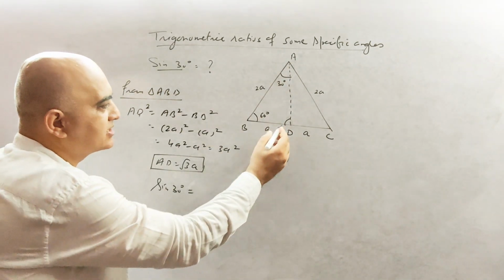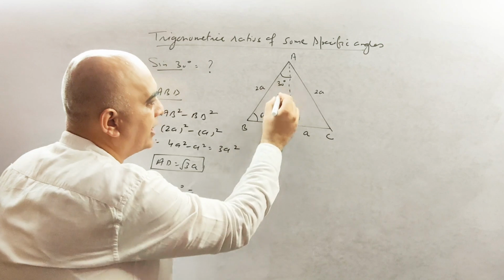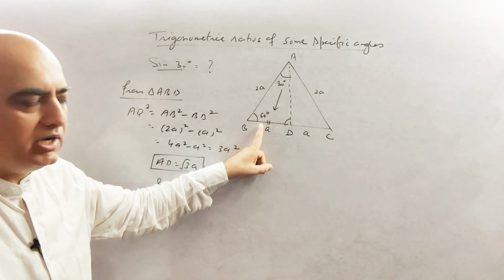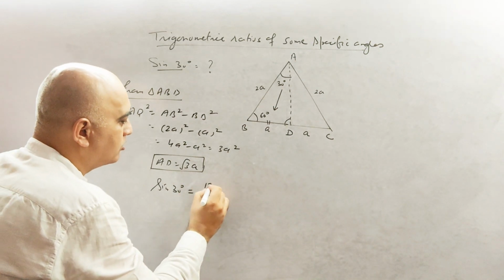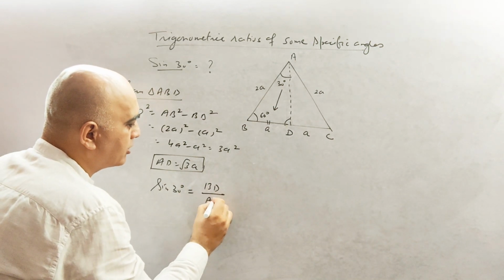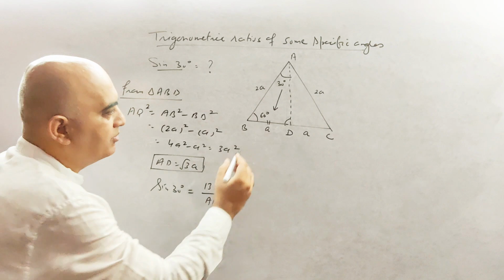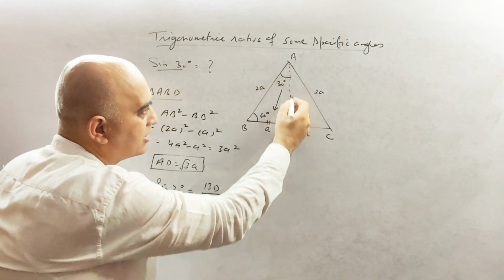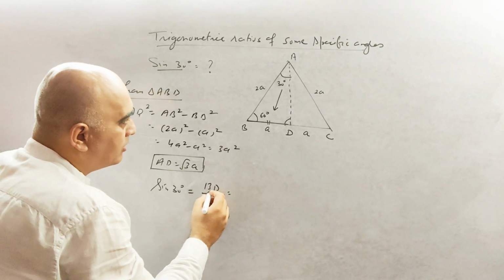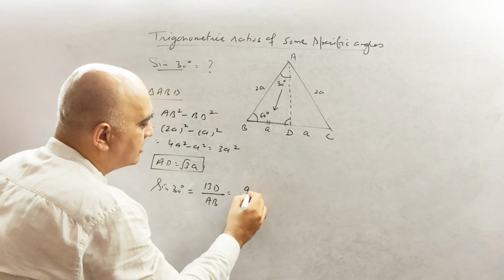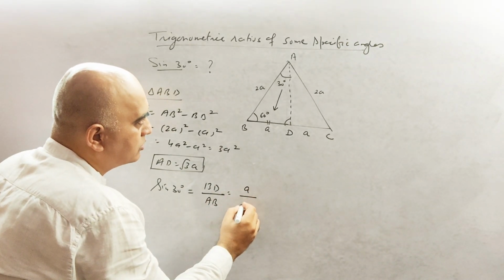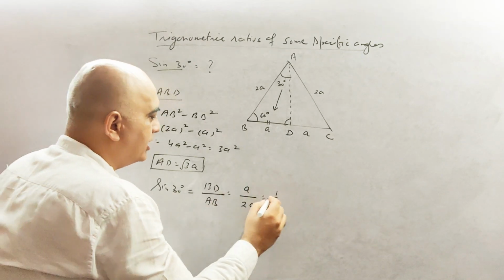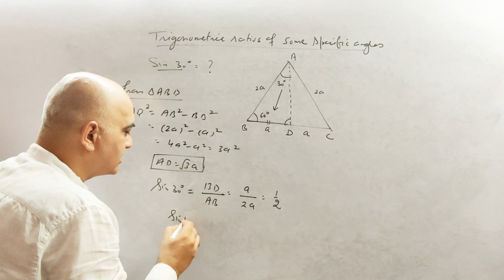So AD becomes the base and BD will be the perpendicular, because opposite to this angle we have the perpendicular. So sine 30 is equal to perpendicular upon hypotenuse, that is BD upon AB. This is the perpendicular with respect to 30, and this is our hypotenuse for the triangle ABD. Now BD is a and AB is 2a. That becomes 1 upon 2. In this way, we can evaluate the value of sine 30 degree.